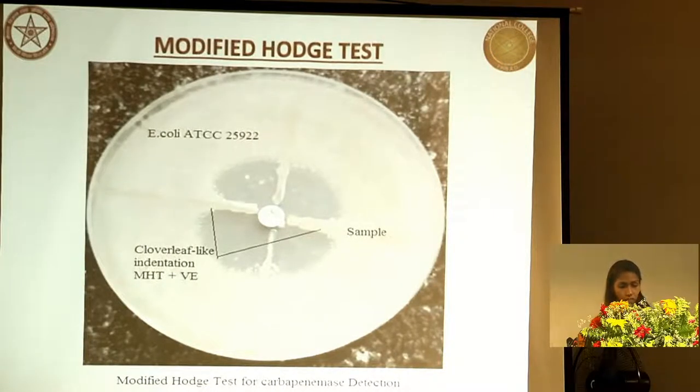This is the screening test of the modified Hodge test. In this test, an overnight culture is diluted 1:10 in normal saline. Then the test bacteria were inoculated in Mueller-Hinton agar. In a negative isolate there is a clear zone, but in a positive isolate there is a clover-leaf-like indentation, which means this bacteria produces carbapenemase enzyme.